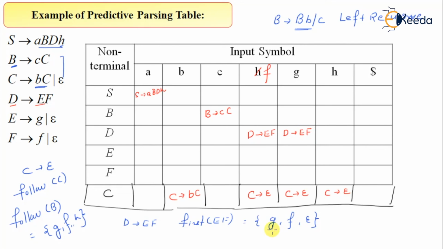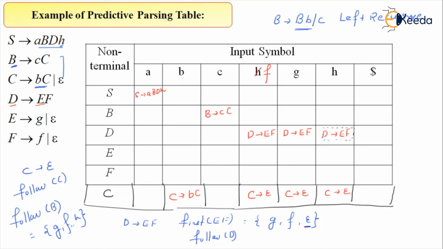But when it comes to epsilon, first of D contains epsilon, and in that case I also have to consider the entry follow of D. Okay, why? Because this epsilon symbol is here. So follow of D is what? Follow of D is only one symbol, that is H, and hence this H column also will have the same entry, that is D derives EF. This is one of the important parts, and you must consider it, that we should write here D derives EF.